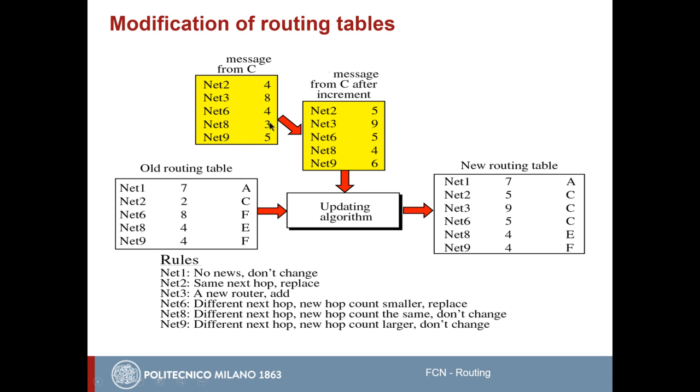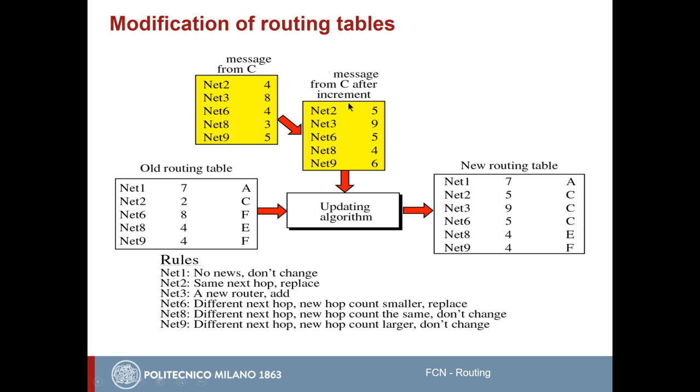Then, when this distance vector arrives to our node, first of all, this node has to increment all the values of distances by the cost of the link. So here, node C is connected to our node. We don't know the name, but it's a certain node. It's connected by a link which clearly has a cost 1. Okay. So all the distances reported here are updated. So 4 becomes 5, 8 becomes 9, 4 becomes 5 again, and so on and so forth.